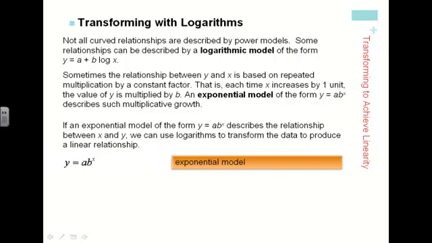The exponential model, y is equal to ab to the x.